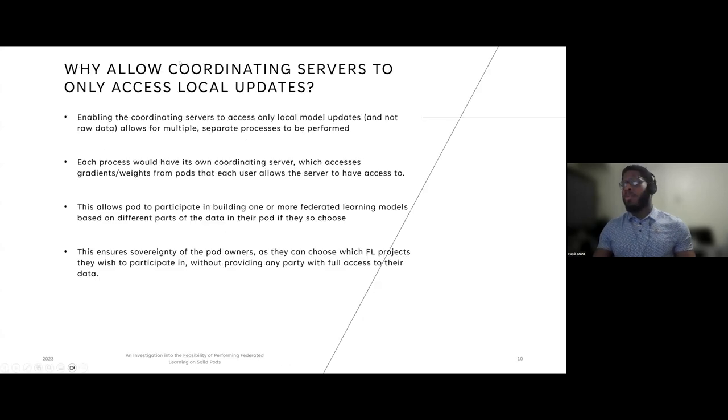Now, why are we allowing the coordinating server to only access local updates? Enabling the coordinating service to only access these local model updates allows for multiple separate federated learning processes to be performed. Each process would have its own coordinating server, which accesses gradients and weights from pods that each user allows the server to have access to. This will allow users to participate in building one or more federated learning models based on different parts of the data in their pod if they so choose. This ensures sovereignty of the pod owners, as they can choose which FL projects they wish to participate in without providing any party with full access to their data.